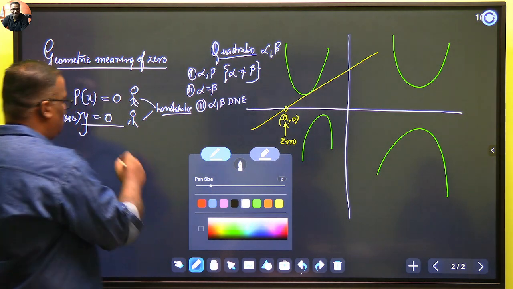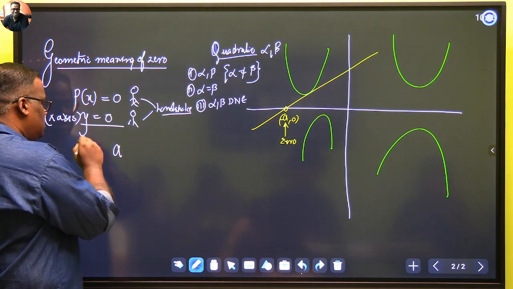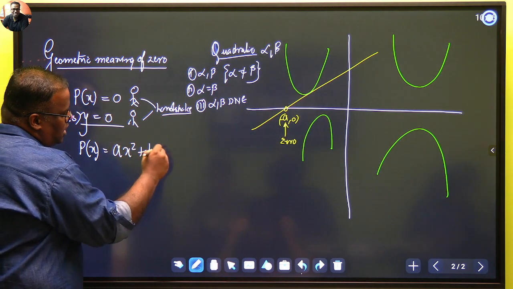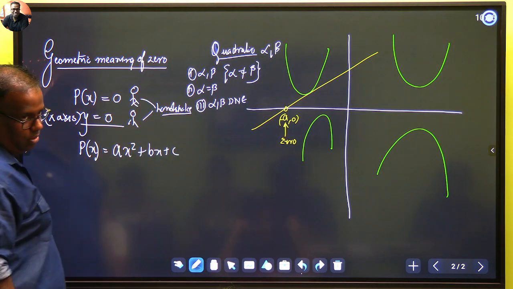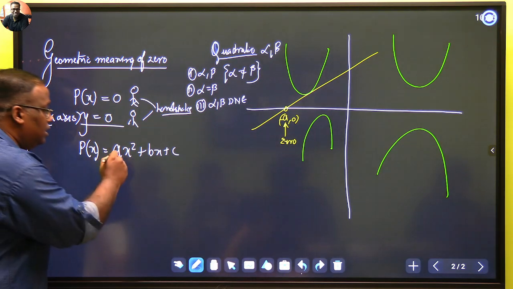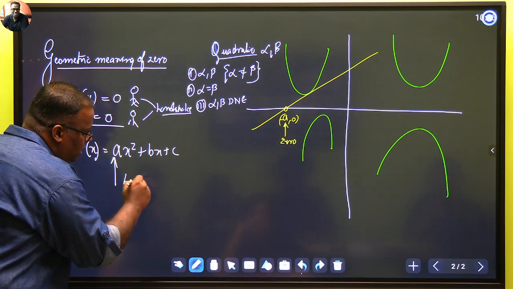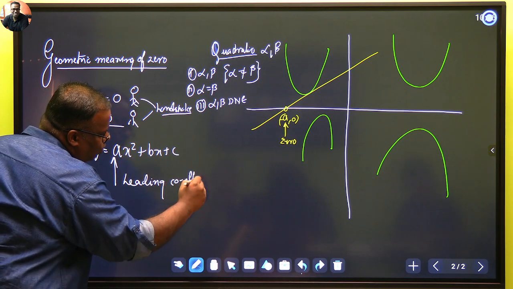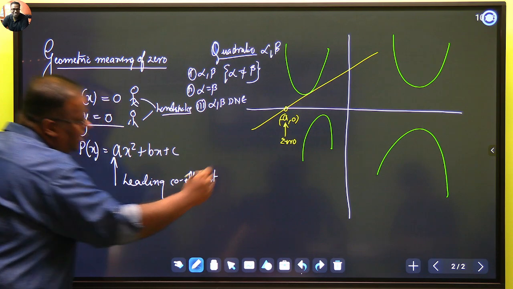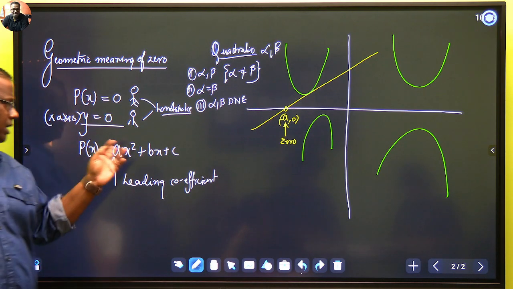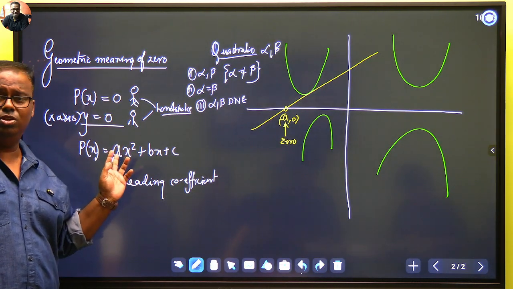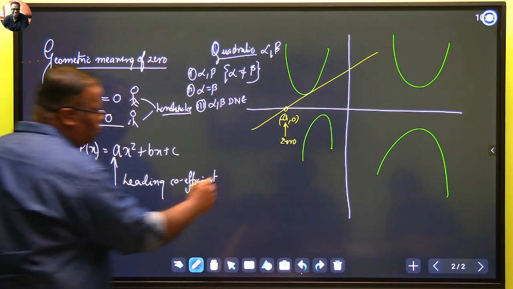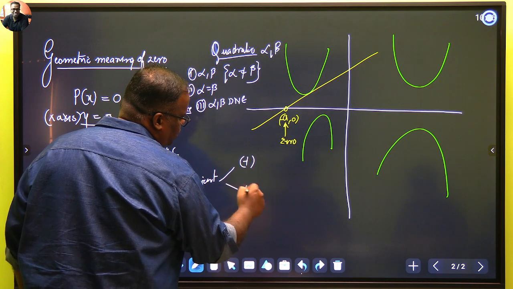So let's understand one more thing. Our polynomial is given as p of x equal to ax square plus bx plus c. I'm talking only quadratic now. This a is known as my leading coefficient. Who is the leading coefficient? The eldest daughter-in-law of the house, the wife of the elder brother: the one attached to the degree term is known as the leading coefficient. The leading coefficient can be positive, and it can be negative.